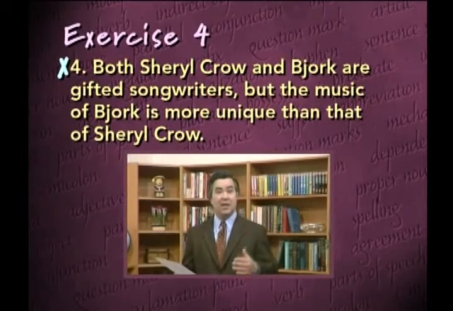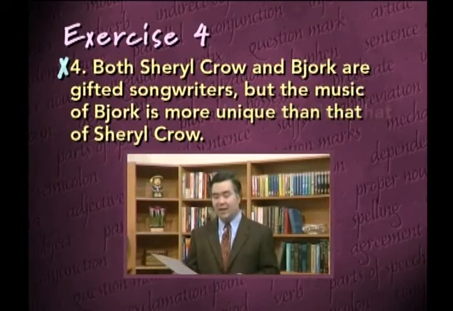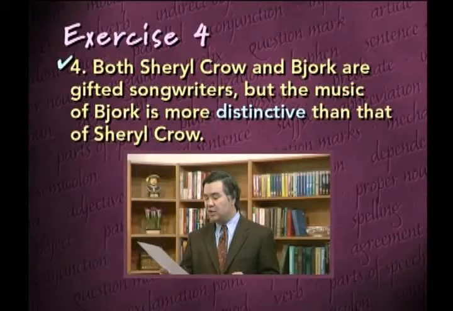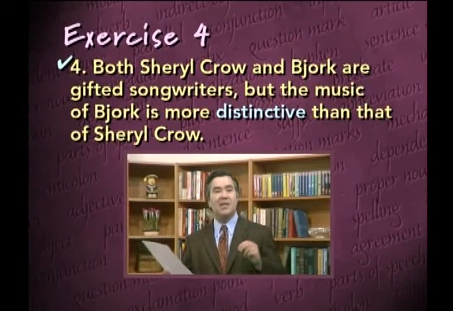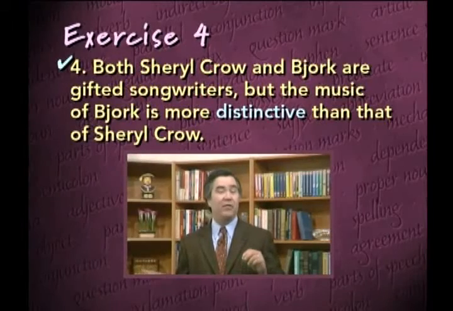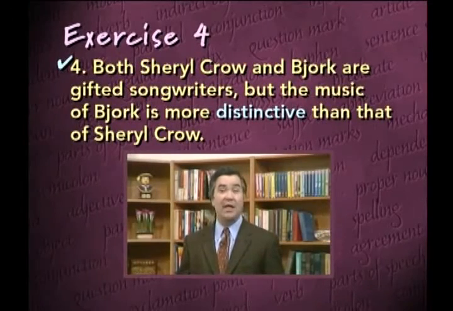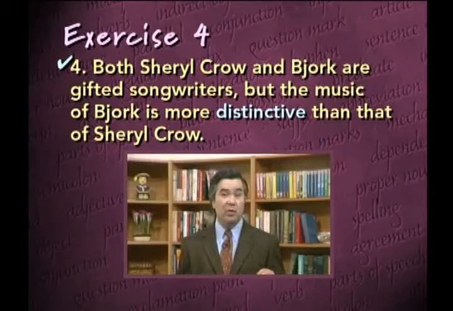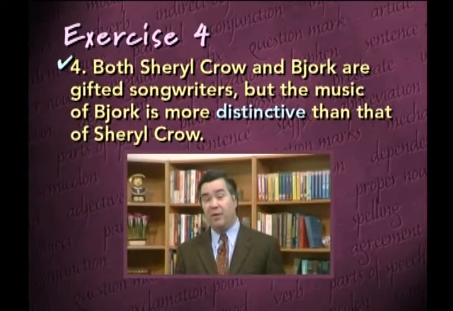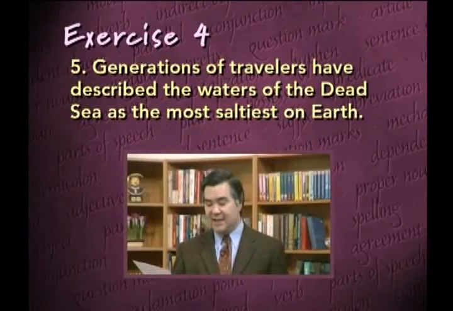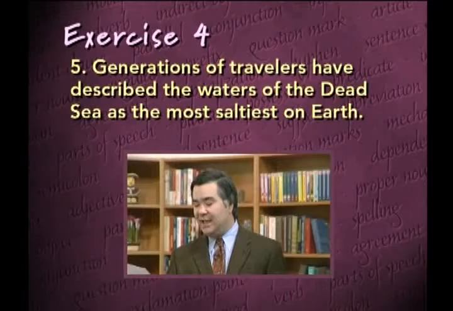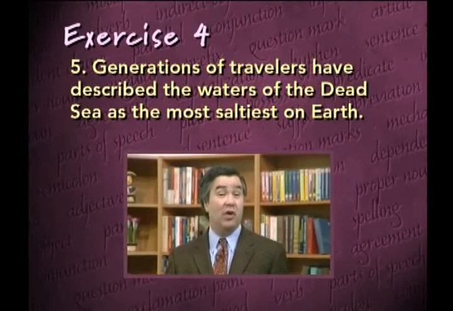So, for example, the sentence would be perfectly correct if it were written like this. Both Sheryl Crow and Bjork are gifted songwriters, but the music of Bjork is more distinctive than that of Sheryl Crow. So that would be one way of correcting the sentence. You could use other adjectives instead, such as unusual, but unique can't be used in this comparative or superlative form. Next example. Generations of travelers have described the waters of the Dead Sea as the most saltiest on earth.